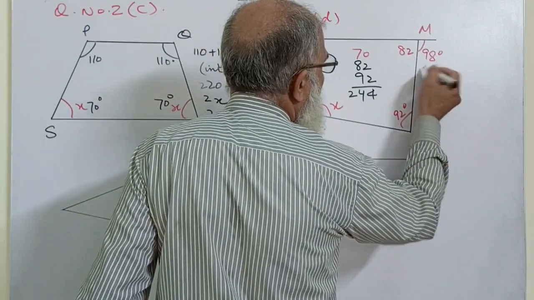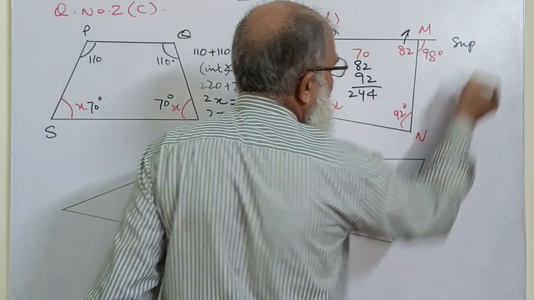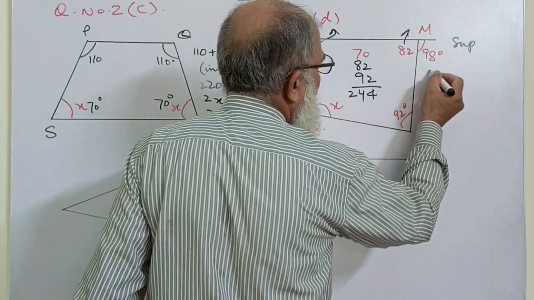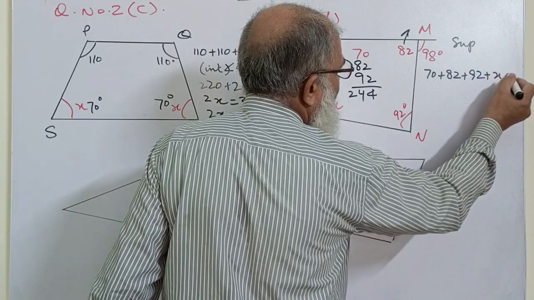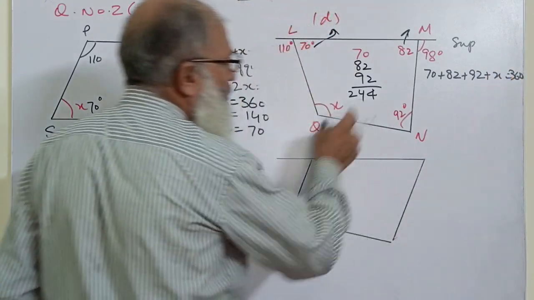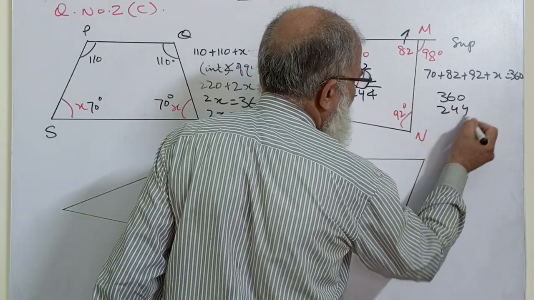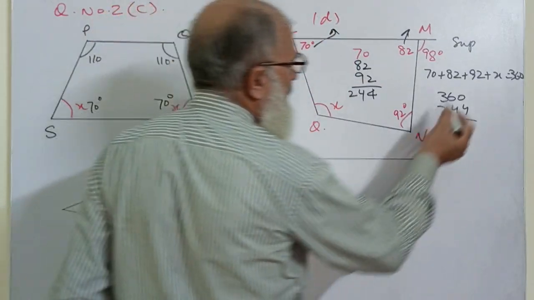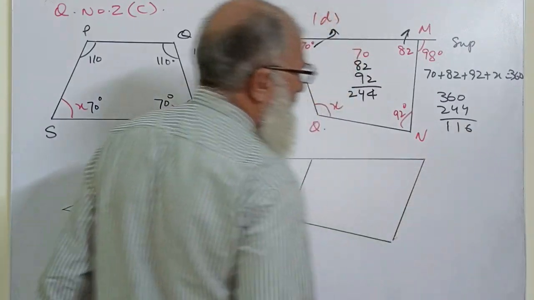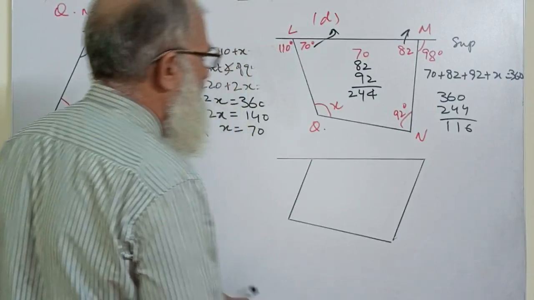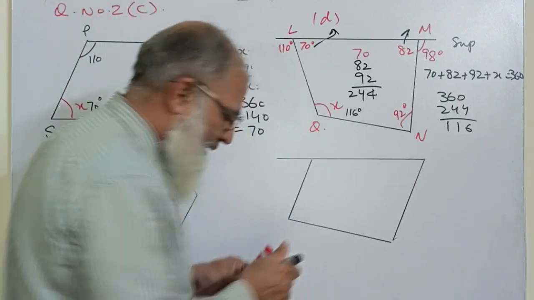Let me do it for you in algebraic form. First we'll find these angles, this one and this one. The reason we will give is that these are supplementary angles, and then 70 plus 82 plus 92 plus x is equal to 360 degree. So it will become 360 minus 244, which is 116 degree. Now this angle is 116 degree, x is equal to 116 degree.